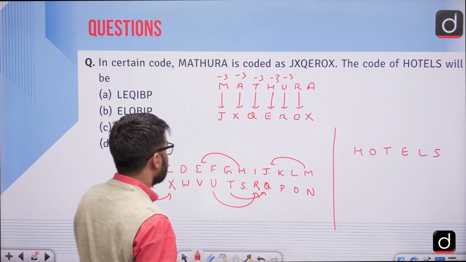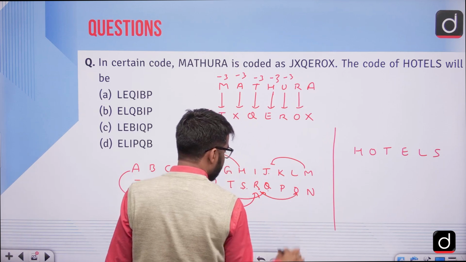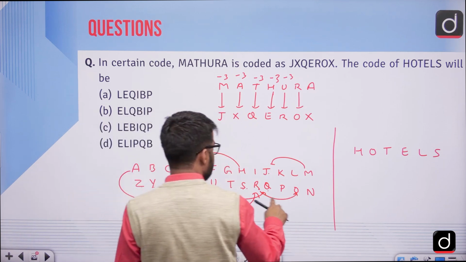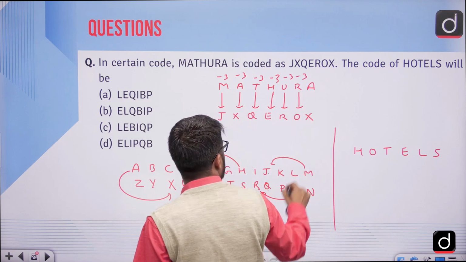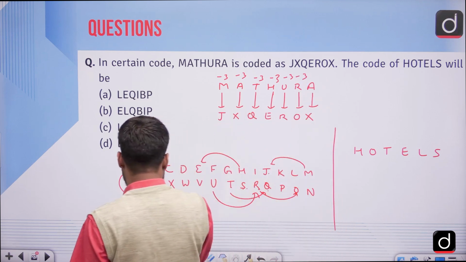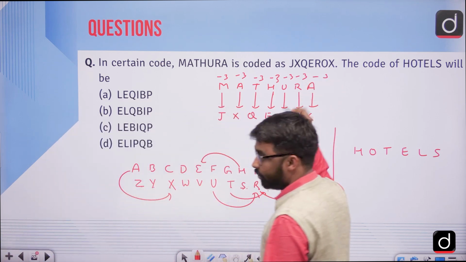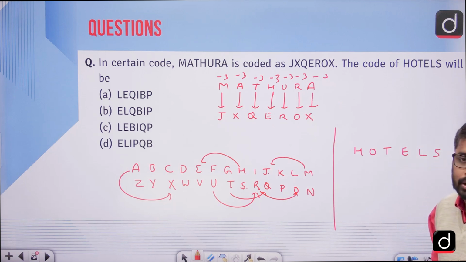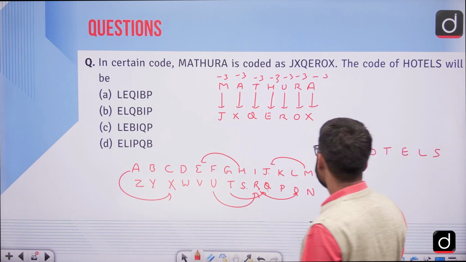For R, the code is O, and when you move from one letter to the other, you can see that you are at a gap of minus 3. And for A, the code is X, 1, 2, 3, three letters anti-clockwise. It is at a gap of minus 3, right.